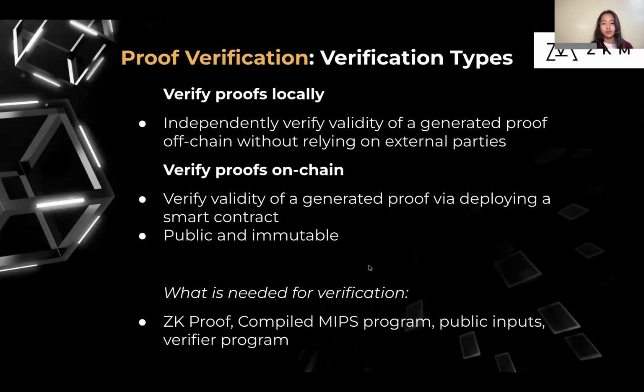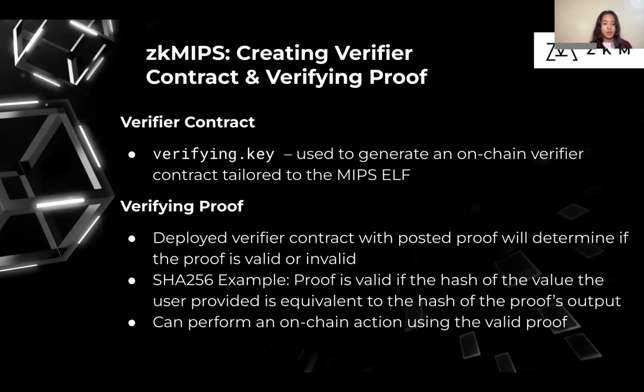And in terms of what is needed for verification, the different components are your proof, your compiled MIPS program, any public inputs that you used, and also the verifier program. And once we have our proof generated, we can go ahead with creating the verifier contract. So basically, we can generate that verifier contract customized to the MIPS binary of the program that we are proving by using the verifying key that's created from the proof generation. And it'll determine from here if the proof is valid or invalid.